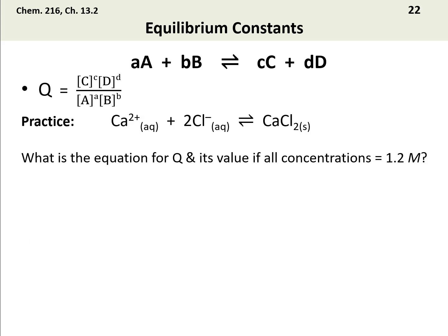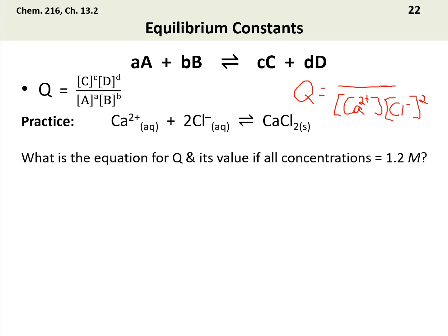All right, let's do a few other ones. Let's say we have Ca2 plus 2Cl minus going to CaCl2. We want to know the equation for Q and its value in all concentrations. So what we're going to do is say my Q equals products over reactants. My reactants actually are fairly easy. That's Ca2 plus, and I have Cl minus, and I have to square this.